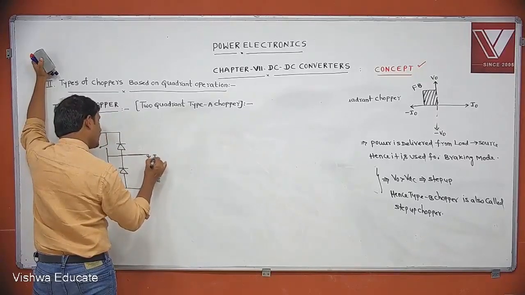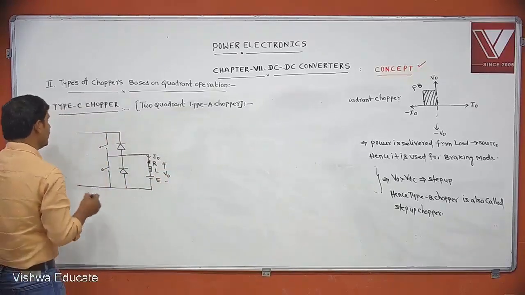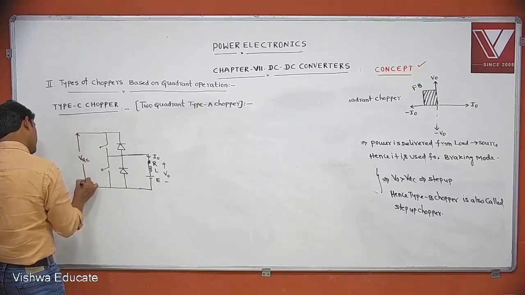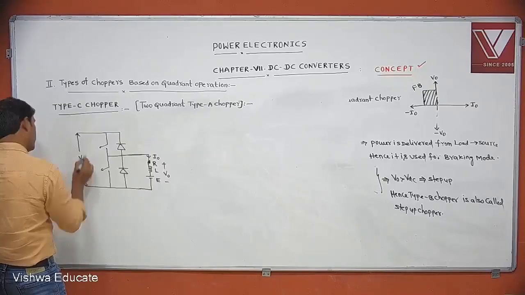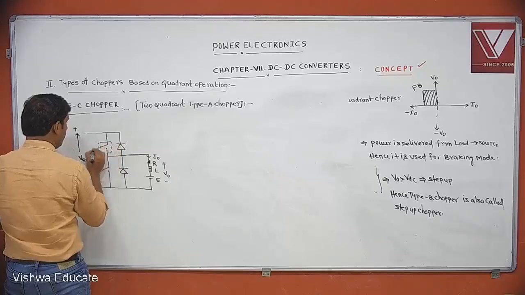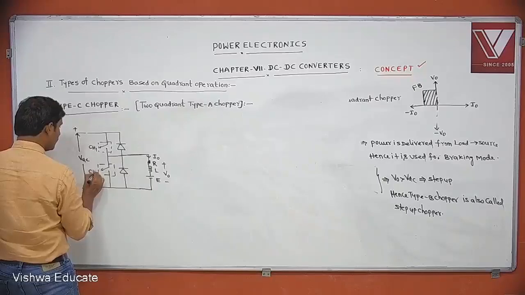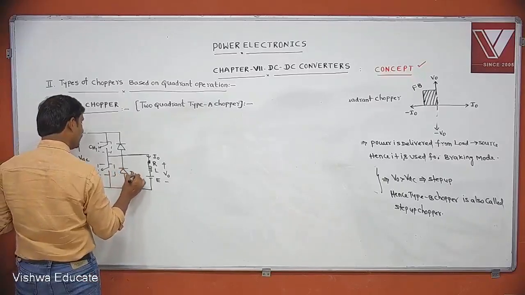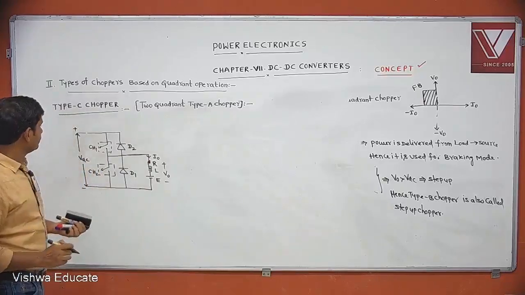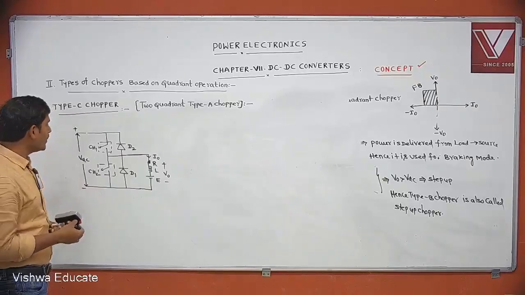This is the assumed current direction. This is the assumed load polarity. Then this is VDC, the supply voltage, plus minus VD. This is CH1, CH2, D1, D2. This is type C chopper, or two quadrant type A.